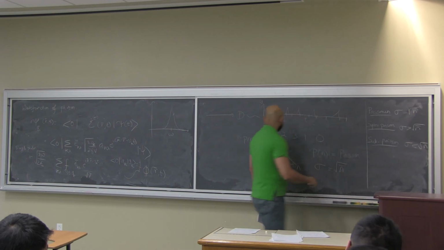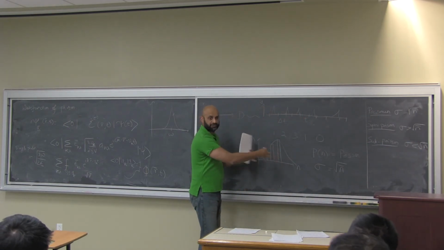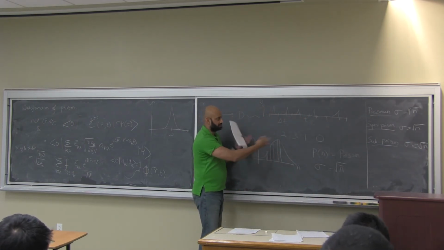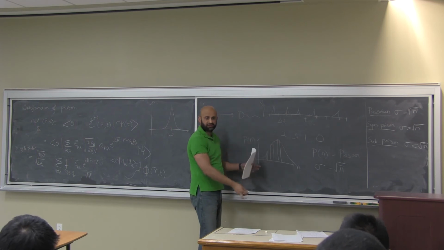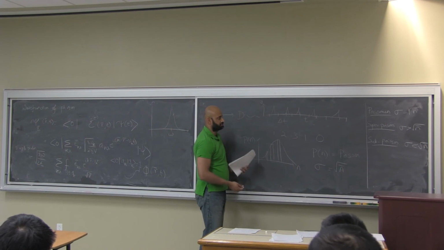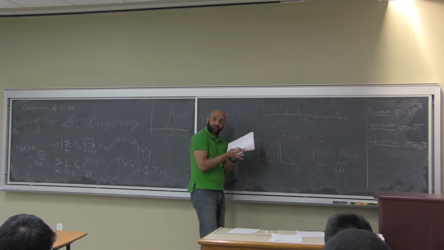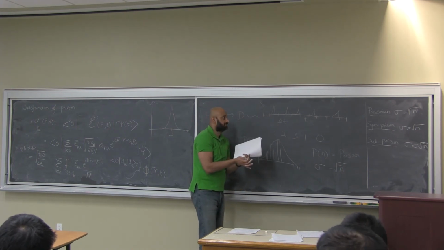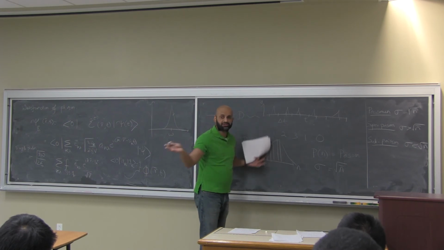And all of that is essentially saying something about the width of this distribution, right? So Poisson is exactly sigma equals the square root of the average value. Sub-Poissonian will be when the distribution is narrower than you would expect from a Poisson source, and super-Poissonian is when the distribution is wider.